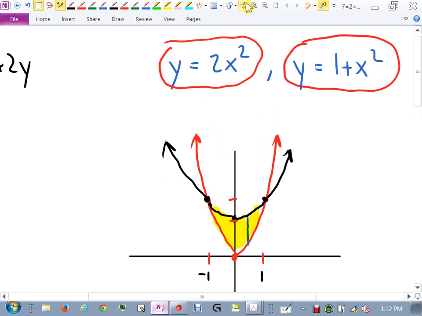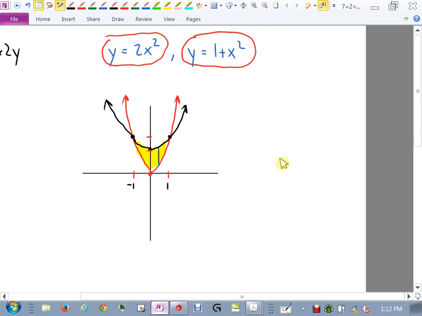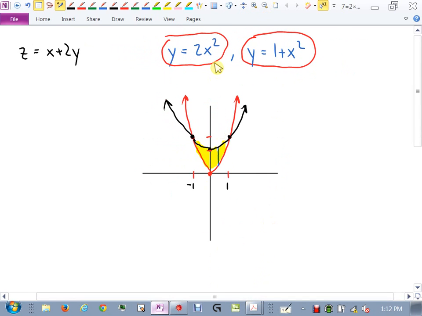Set those two equal to each other. Set the two right here equal to each other. So if I did that, I would get 2x squared equals 1 plus x squared, right? Subtract x squared on both sides, I get x squared is 1. Take the square root, plus or minus, and those are your two x values where they intersect. So that's how you could get it if you couldn't see it, right?